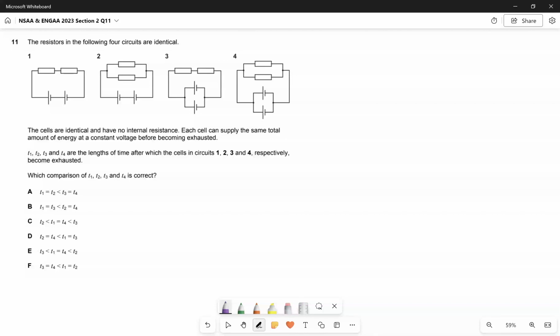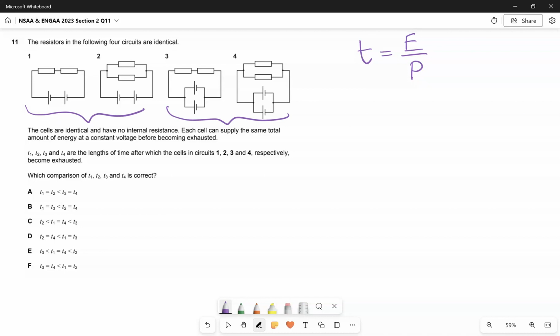So the first thing to notice is that we want to compare the times, and because this is energy and power, we could write T equals E over P. And because they all have the same energy, we could then just compare the powers between them. But the key thing to note here is that because we're unsure about how 1 and 2 may be compared to 3 and 4, it might be best to separate them first. So let's compare 1 with 2, and then 3 with 4.